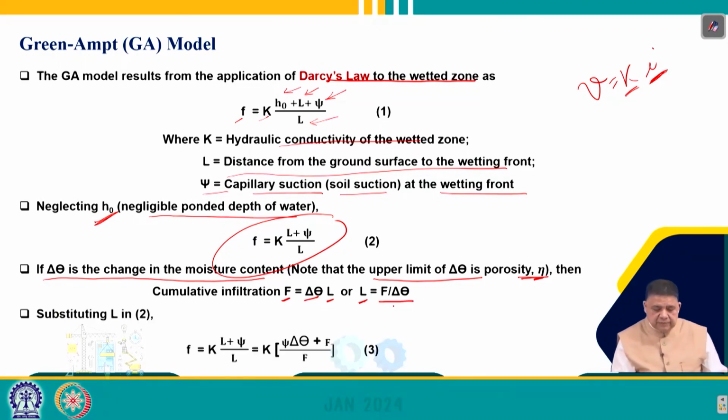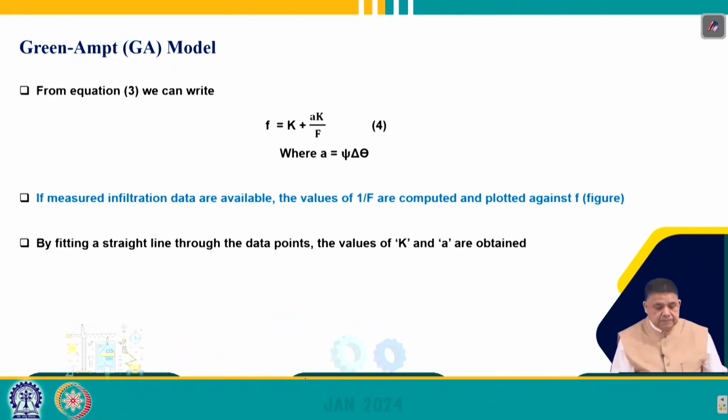And if we put this into equation number 2, this is what we get, f equals K (L plus psi) by L, and now in place of L if we write F by delta theta and we manipulate, this is the form we get, and this is nothing but the Green-Ampt model.